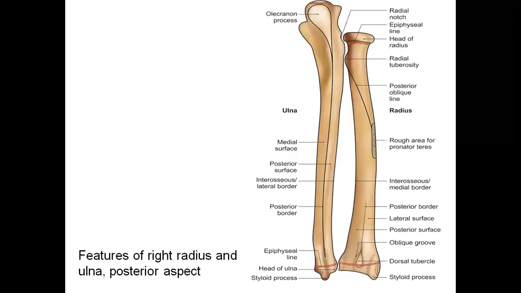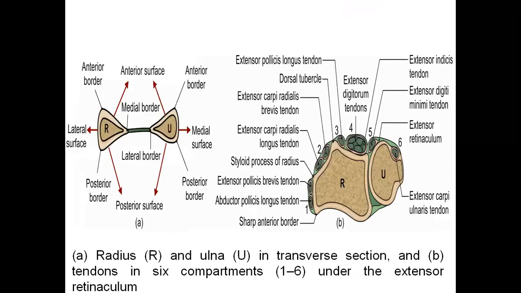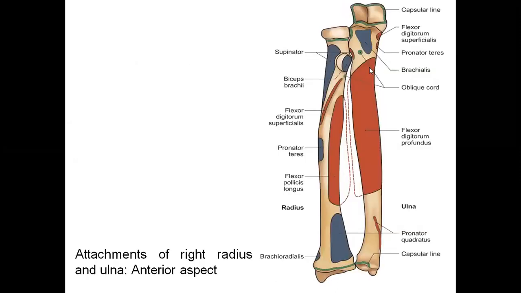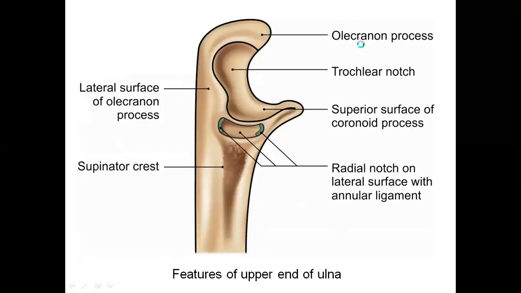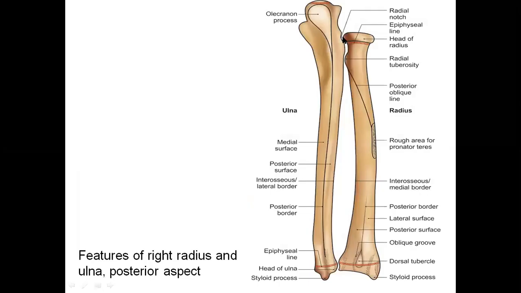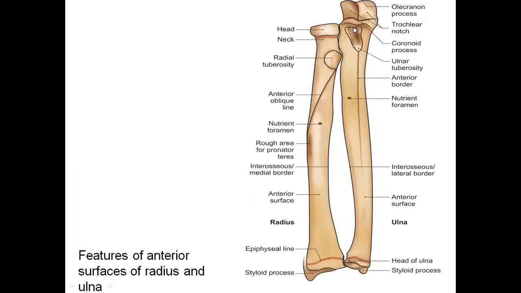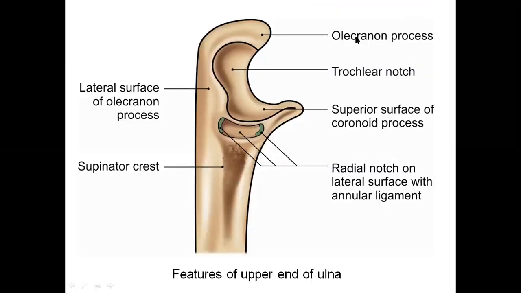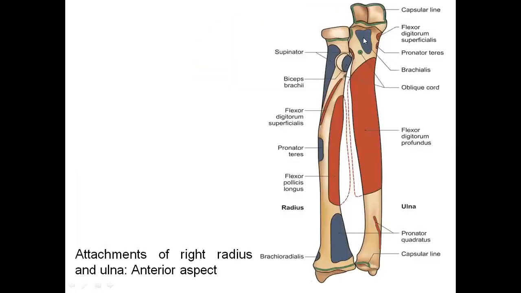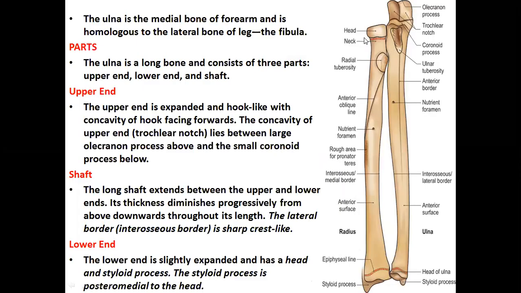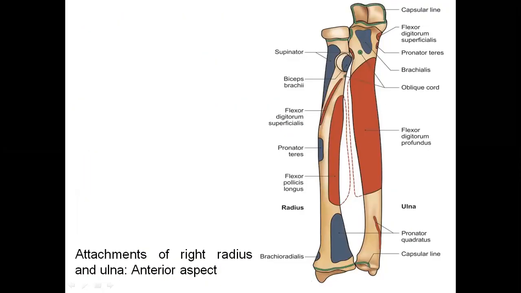Then the muscle attachments you see here. What is this tuberosity? I said ulnar tuberosity. Let me show you once again. What is the name of this tuberosity? Ulnar tuberosity. Which muscle is taking its insertion there? We have the brachialis. The brachialis takes insertion at the ulnar tuberosity.